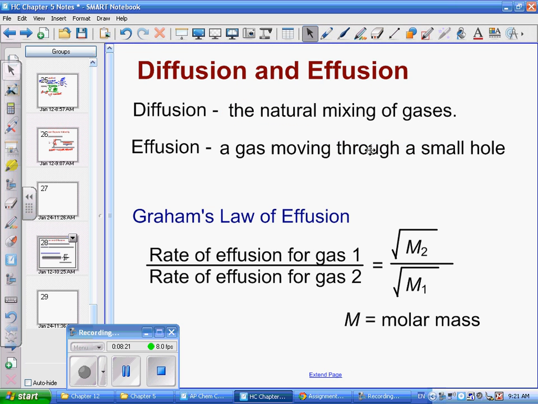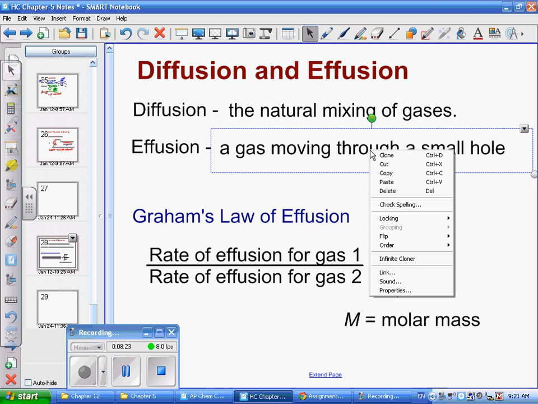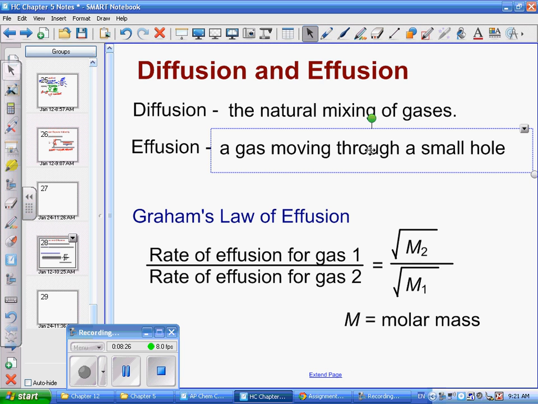Okay. So diffusion is the natural mixing of the particles. Effusion is gas moving through a small hole. Real simply put, that's all these things are. Now, I know you've heard of diffusion. It was something in the back of the room. Somebody sprays on some Bath and Body Works or something like that. Eventually, everybody in the room will smell this. The slowest people to smell this are going to be in the farthest corner from that person. Why? Because gas particles are constantly moving according to the kinetic molecular theory.